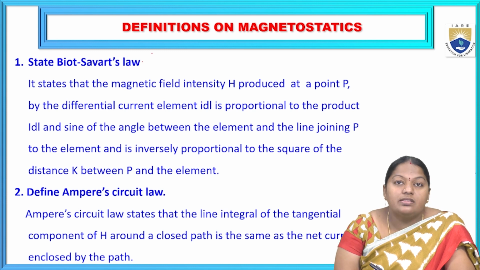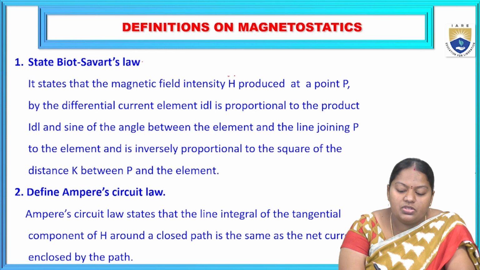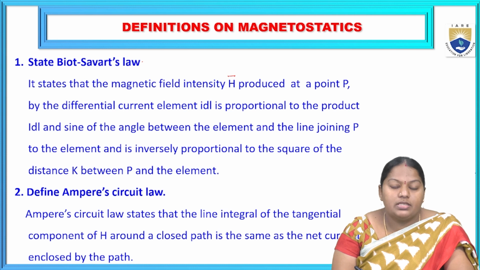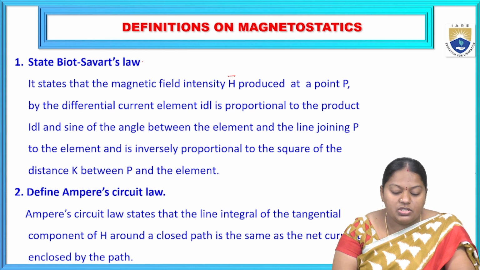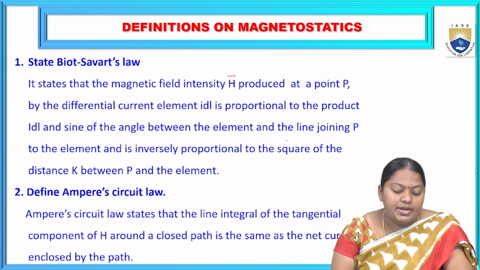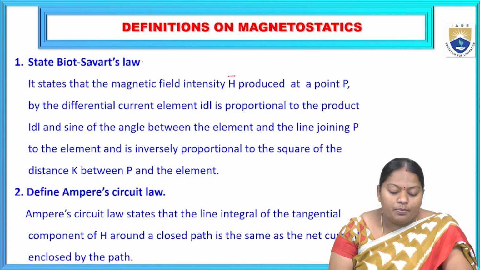State Biot-Savart's law. It states that the magnetic field intensity H produced at a point P by the differential current element IDL is proportional to the product IDL and the sine of the angle between the element and the line joining P to the element, and is inversely proportional to the square of the distance between the point P and the current element IDL. Right?